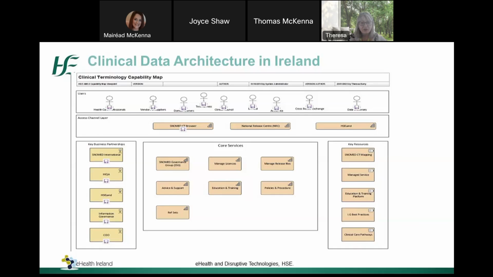We're doing education and training. I really need to get new glasses because I have to come in and look here. Our governance, advice and support, creating reference sets, which is what we've been doing a lot of, and the policies and procedures. And over here, we have the partnerships and we have the key resources. So I suppose we do the SNOMED mapping. We have a managed service as well that helps us with the releases. And we have, I suppose, a number of other activities we do under the education and training as well. So that's some of what we've been doing.